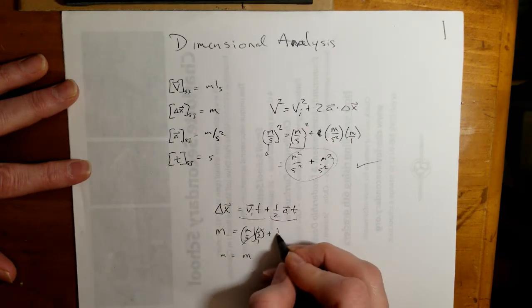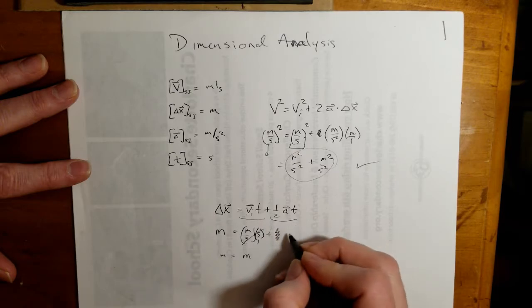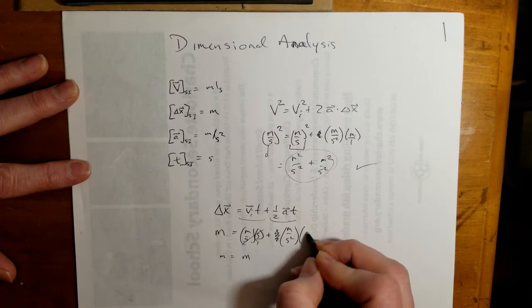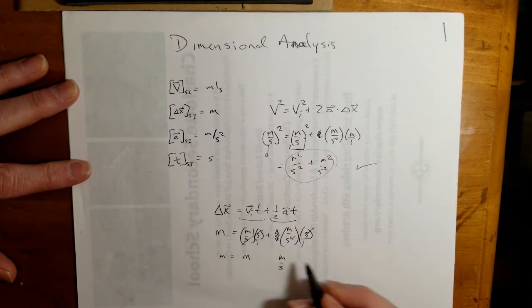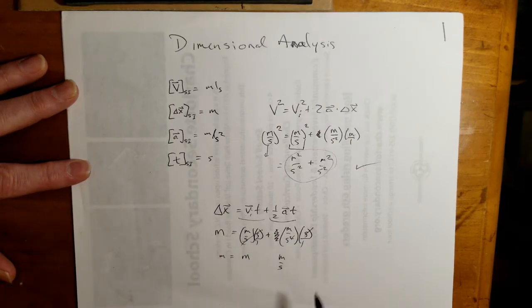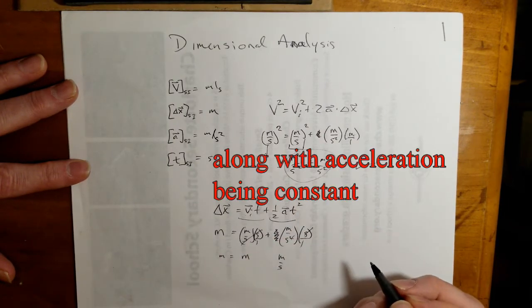And over here, I have 1/2. Well, that has no units, so I'm not going to worry about that for dimensional analysis. And then I have meters per second squared times seconds, and so that's going to cancel out with one of those, and I'm left with meters per second. This is not a valid equation. It turned out that the t should be squared in order for it to be valid.